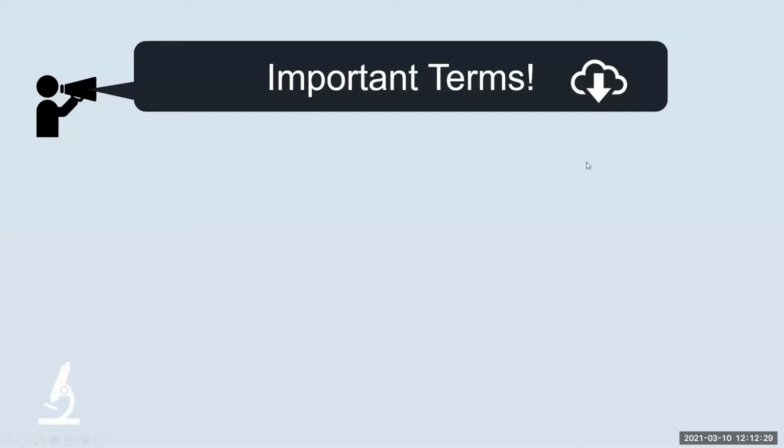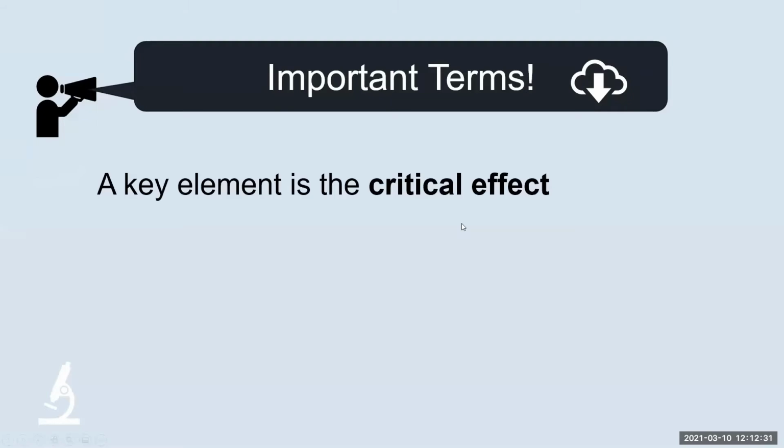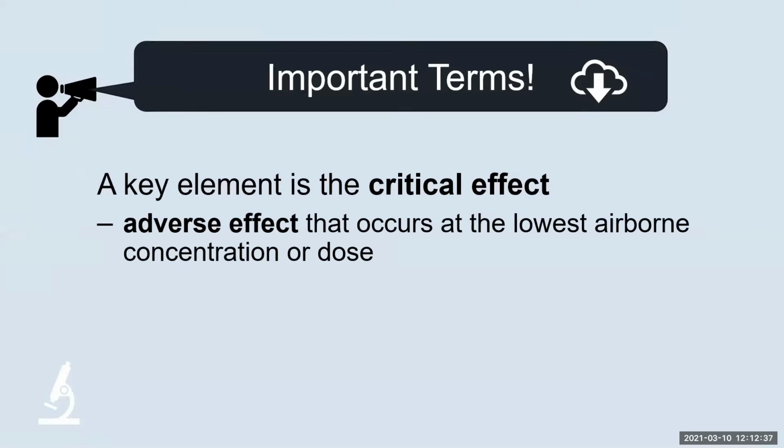When deriving or establishing a standard, a key element is the critical effect. So the critical effect is the most sensitive adverse effect that occurs at the lowest airborne concentration and or dose. An adverse effect generally means it causes harm. This can be to growth or development, to the lifespan, or to physiology or tissues. Adverse effects may or may not be reversible.